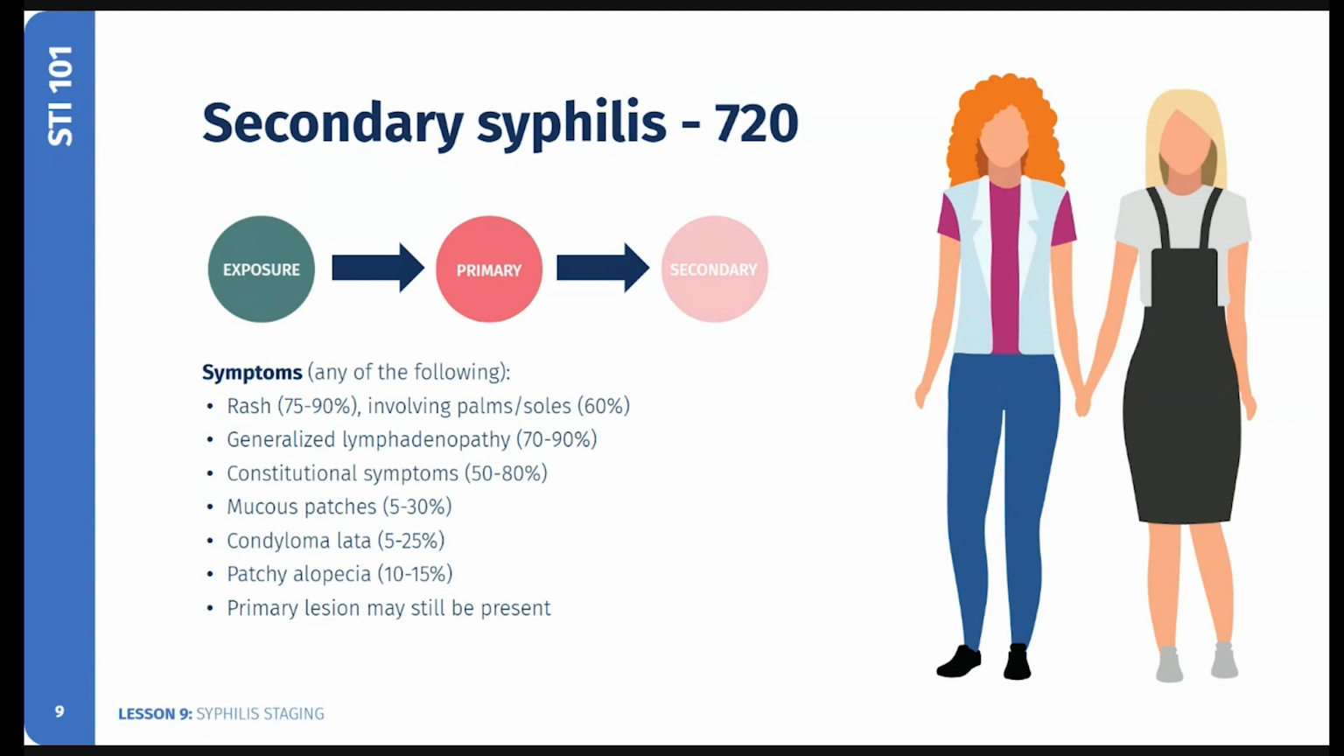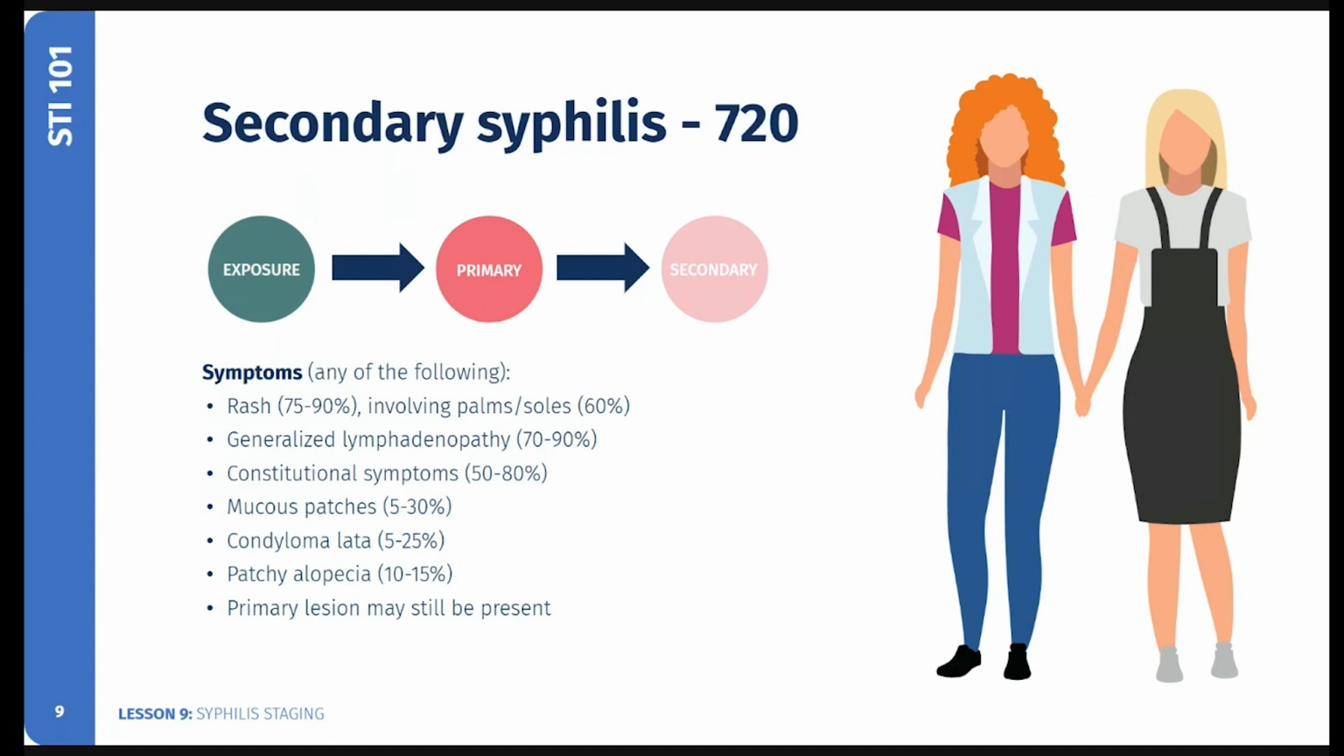Now let's discuss secondary syphilis. Symptoms of secondary syphilis can include any of the following. A generalized or localized skin rash is a common manifestation of secondary syphilis and appears in 75 to 90% of cases, though it can vary in coloration, texture, and location on the body.